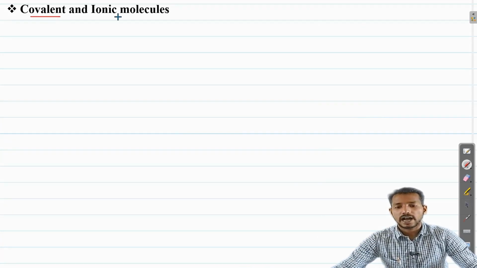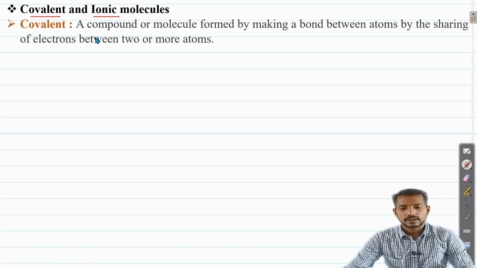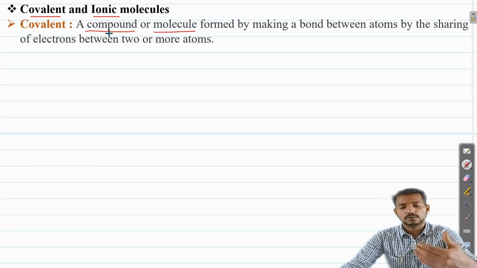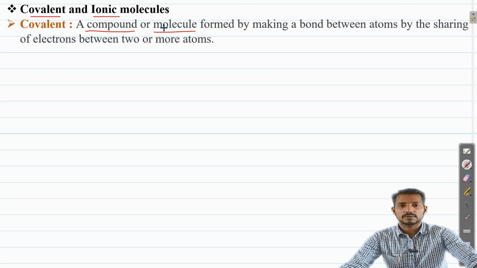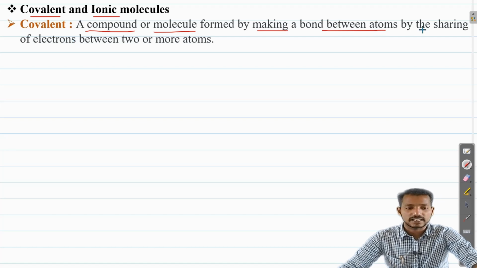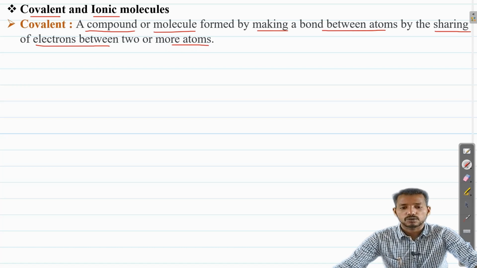Covalent and ionic molecules. First one is covalent. A covalent compound or molecule can be formed with different types of atoms or the same type of atom. We already discussed this in the second chapter. It is formed by making a bond between atoms by sharing electrons. That is very important: sharing electrons between two or more atoms.